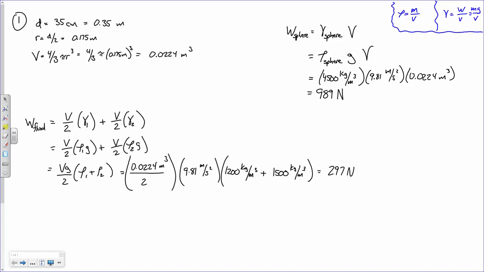So therefore, what's the tension in the cable? It's the weight of the sphere minus the weight of the fluid. And so that's going to equal what? 694. A second on that? Close enough.